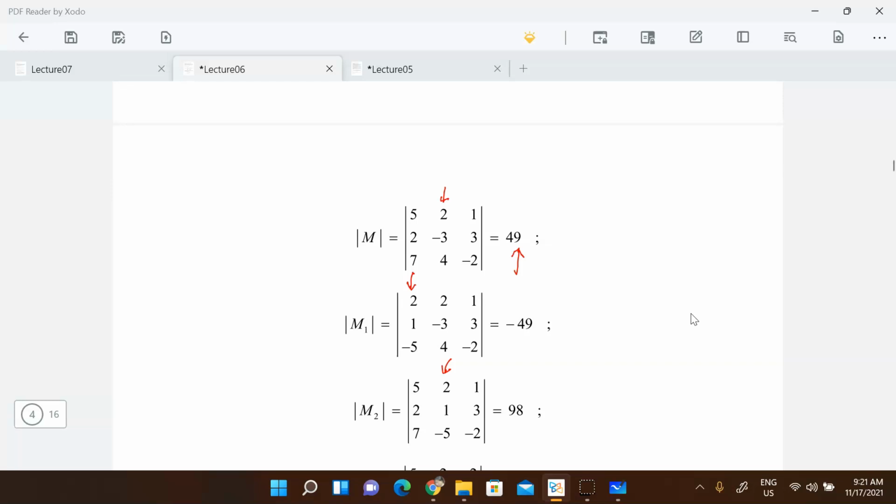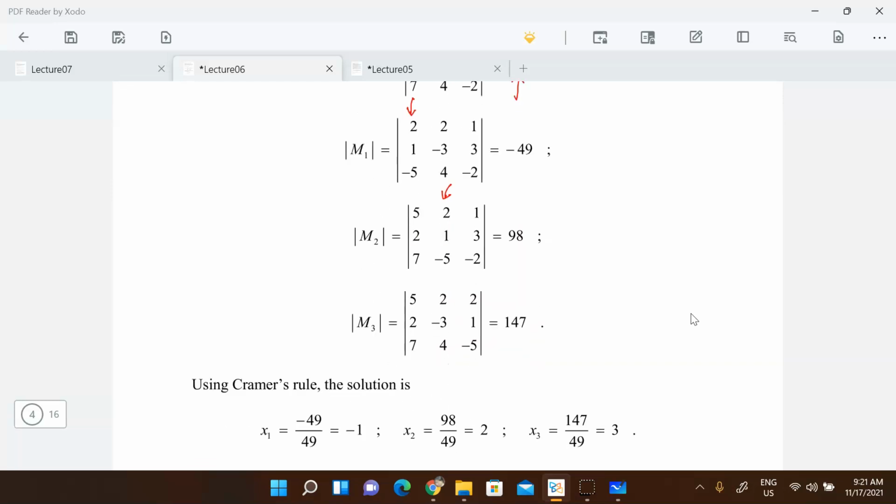That gives you M2, and finally for the third column, okay, you can see 2, 2, 1, 2, 1, negative 5, 2, 1, negative 5. Okay, and you do all the determinants. Again, then you'll be able to solve using Cramer's rule to get the solution for x1, x2, and x3. Okay, again, please check this for me.